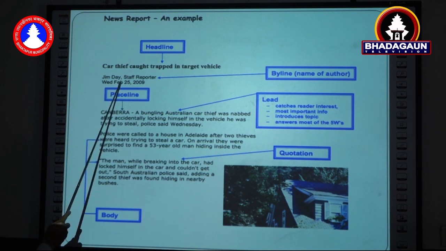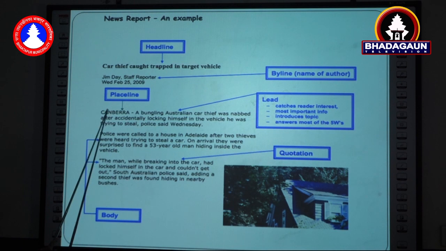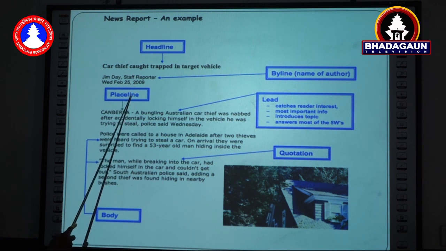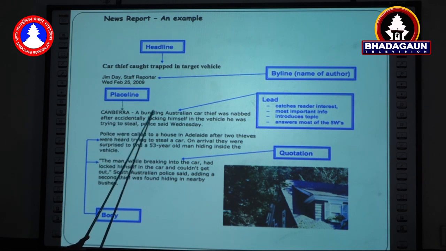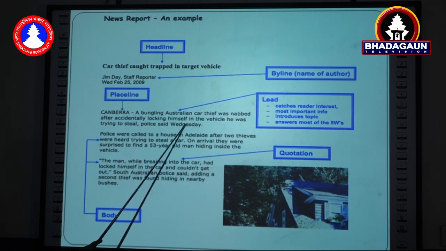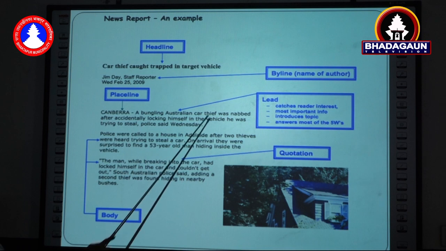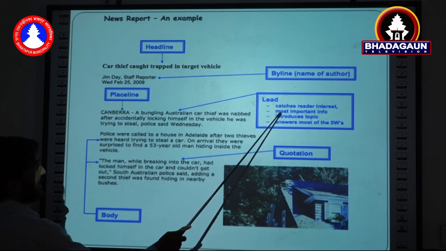Then the date: Wednesday, February 25, 2009. This is Canberra. This is the place line, which we can also call the dateline. The first paragraph of the whole news is called the lead. In the lead, there is only one sentence, sometimes two sentences, that gives the overall idea about all the news. That is called the lead.